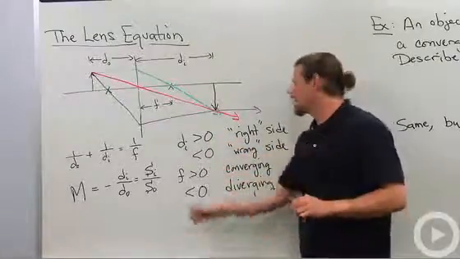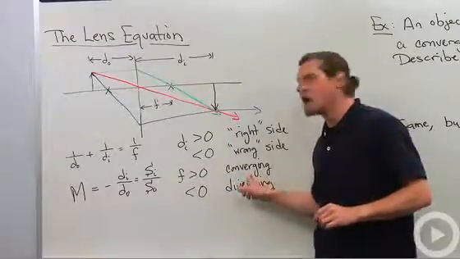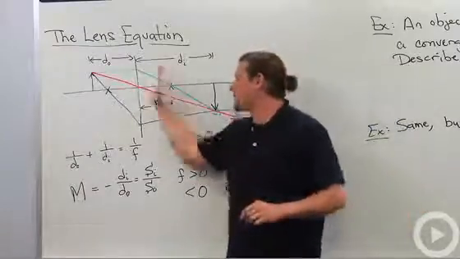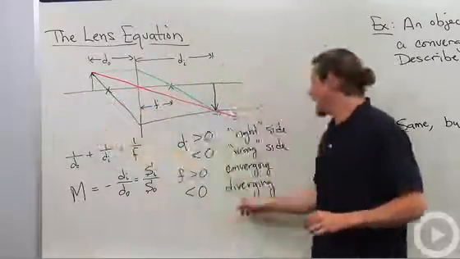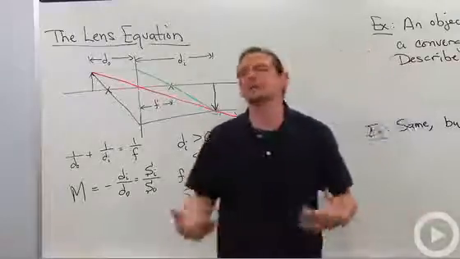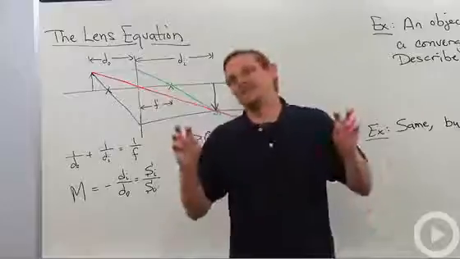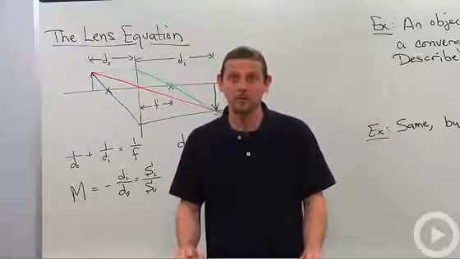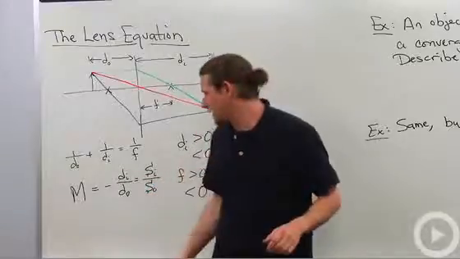Same thing with the focus. Focus is positive when it's a converging lens. And that means that the focus is on the opposite side of the lens than the object. It's negative when it's a diverging lens. And that means that light doesn't actually come from the focus or go through that focus. It only kind of pretends as if it came from the focus. All right, so that's the way that we need to interpret it. And those are the only tricky things.